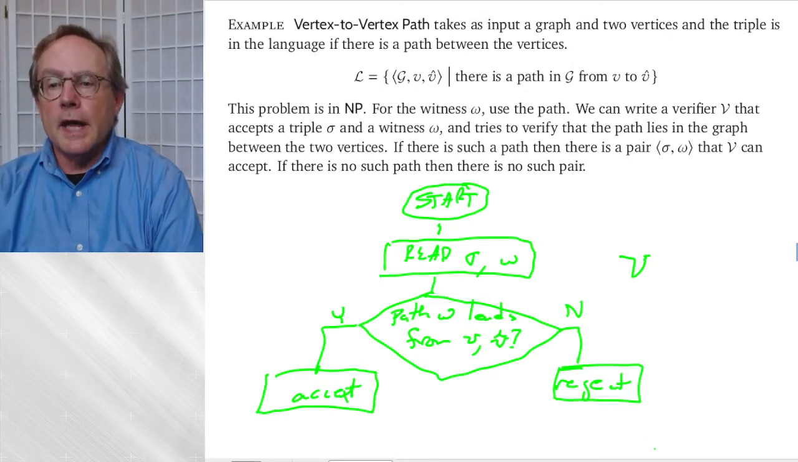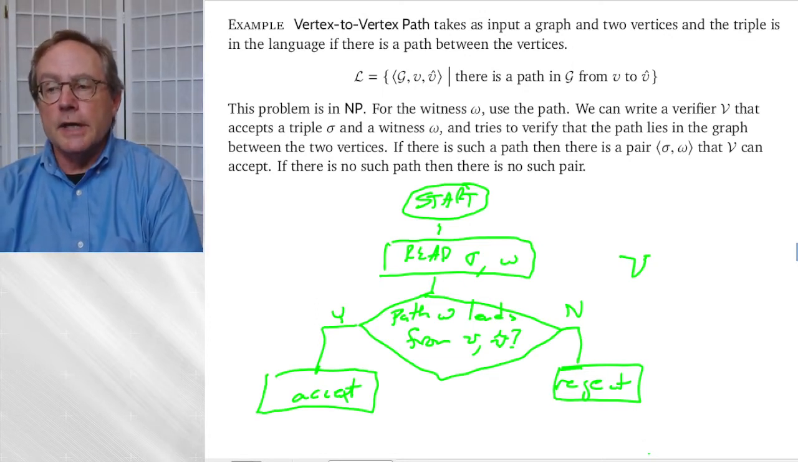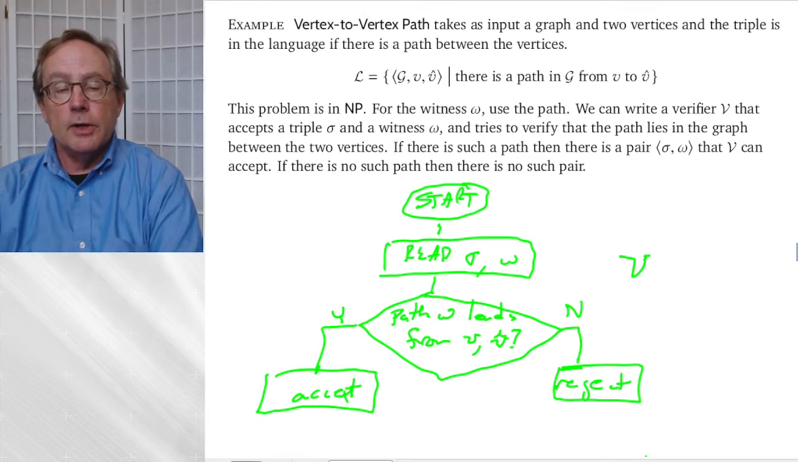If you indeed have, in your sigma, a path between the two vertices in the graph, then there is such an omega. I could give you the path, and that would be the witness.